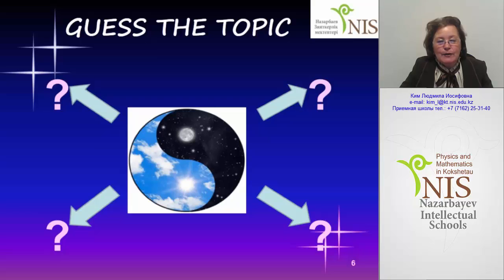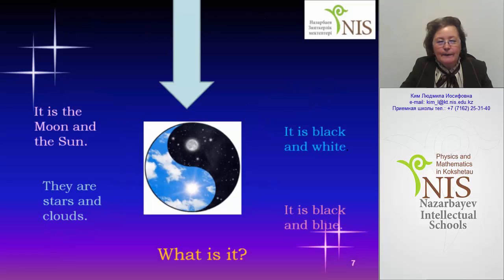Please guess the topic of the lesson. Look at the picture and guess. It is the moon and the sun. Yes. It is black and white. There are stars and clouds. It is black and blue. And think more. What is it?